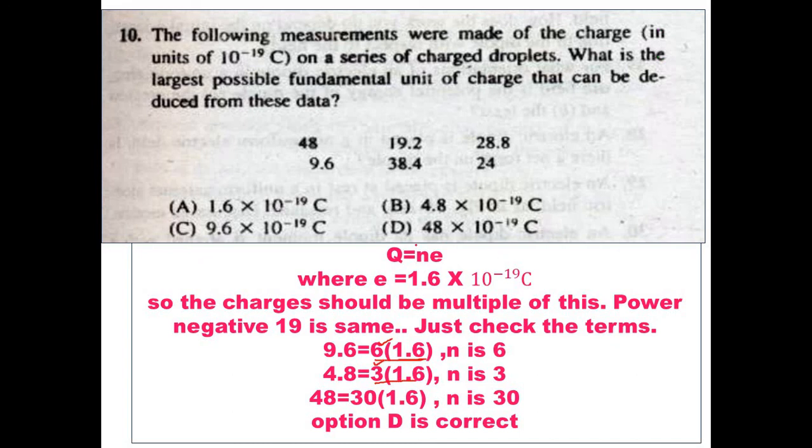So here the only possibility that this Q is the largest value is that the number N is the largest, because E is already constant. You know that it is 1.6 multiplied by 10 to the power minus 19. So if this N is greater for any of these values, that would have the largest possibility of the largest possible fundamental unit. So what is that? For 48, it's 30 times 1.6, which means that here N is 30. So N has the largest value for 48. So option D is the correct option, that it is having the largest fundamental unit of the charge. Okay, thank you.